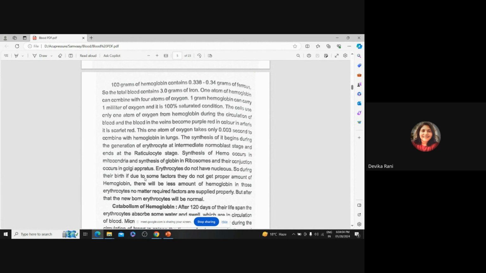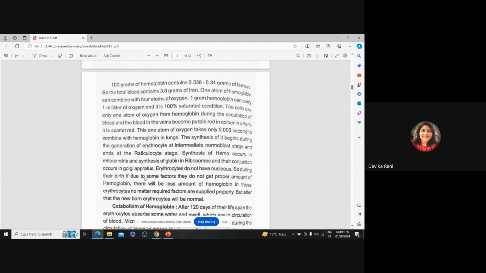Now, the synthesis of hemoglobin begins during the generation of the erythrocyte at the intermediate normoblast stage and ends at the reticulocyte stage. Synthesis of heme occurs in mitochondria and synthesis of globin in ribosomes. Synthesis of proteins normally occurs in ribosomes and their conjugation occurs in the Golgi apparatus, right? The combination of different proteins to form another element happens in the Golgi apparatus.